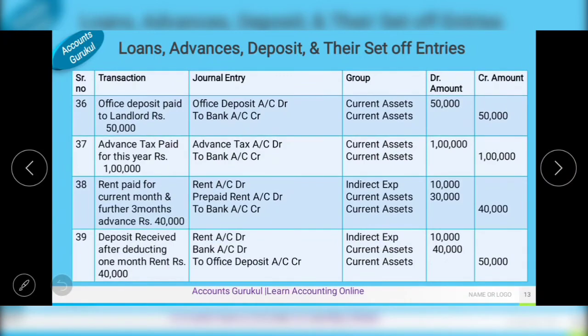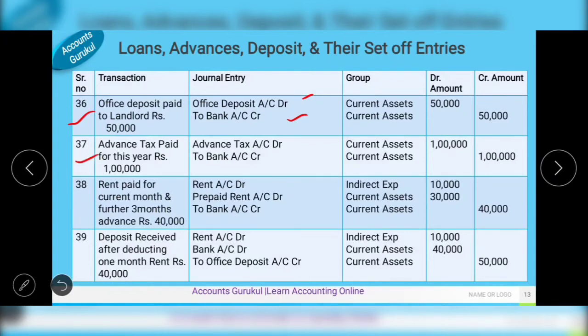Now the next is related to office deposit paid to landlord, rupees 50,000. So we have paid a deposit to the landlord for the office, and that's 50,000. So what will its entry be? Office deposits account debit to bank account credit. Office deposit is our current asset of 50,000 and the money is going out from the bank. That is why the bank account is credited with 50,000.